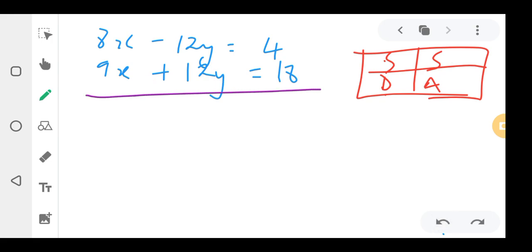So I'll draw a line like this and then I add them. I put addition here. 8 plus 9 is 17x. So meaning when you add these ones, since they are the same already, it will be 0. Once they are the same, it's always going to be 0. You don't do any calculation there, it's 0 automatically.